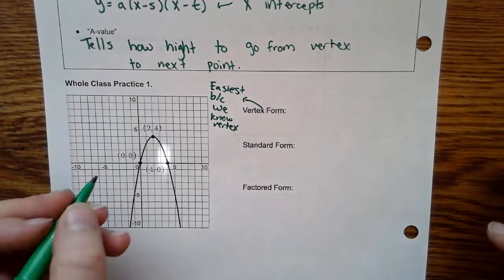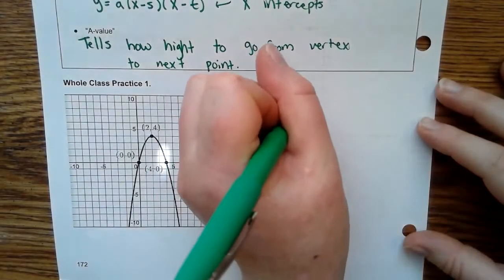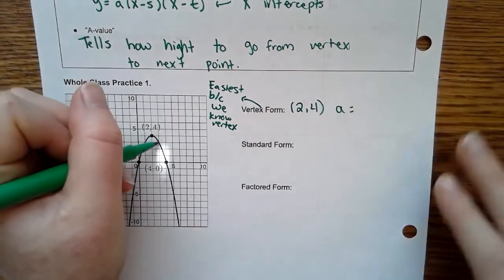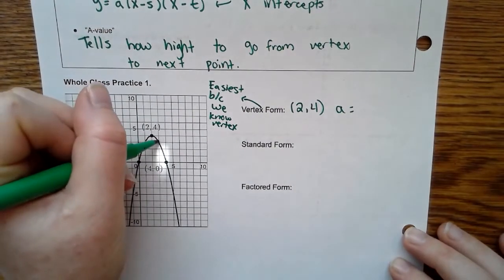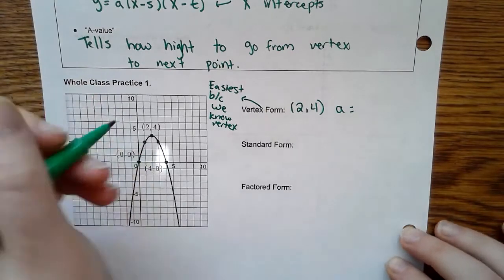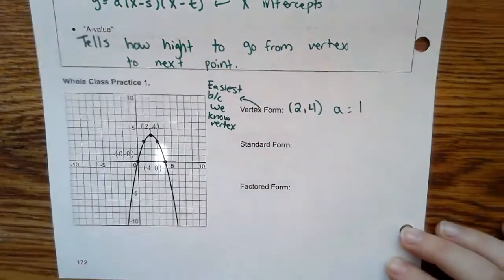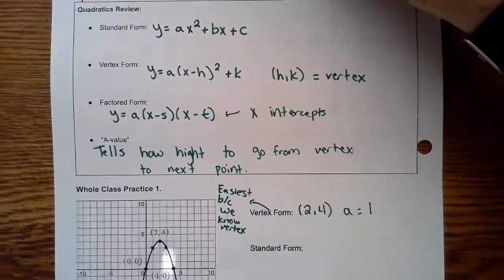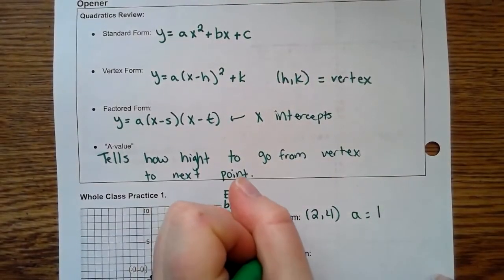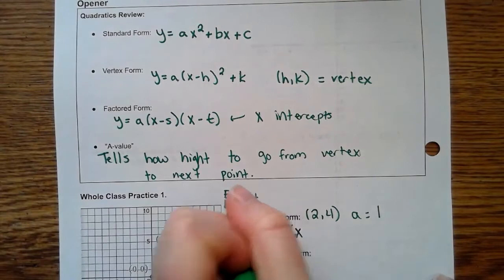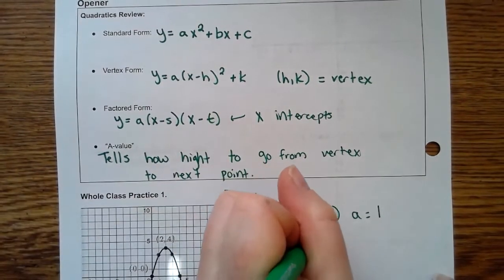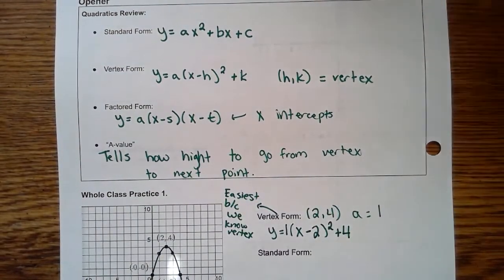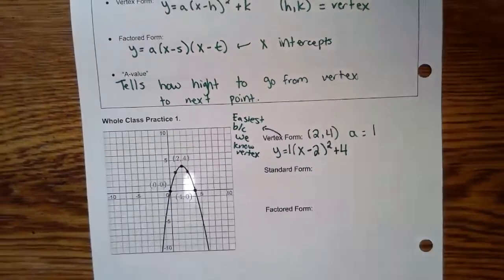So let's look at what we got. Our vertex is, what is that, 2, 4? And our a value is over 1, down 1. So I went over 1, down 1 because these are clean points. So a is 1. So now I just plug it in. I look above. Oh, well, vertex form is right here. So y equals 1, or you don't have to put anything there at all. X, well, it says minus h, so I'll do minus 2 squared plus 4. That's it. That's vertex form. I think it's the easiest out of all of them.